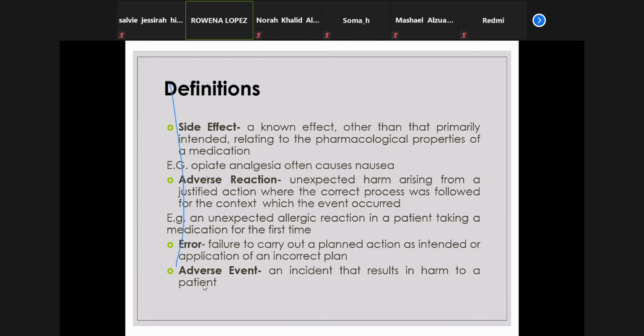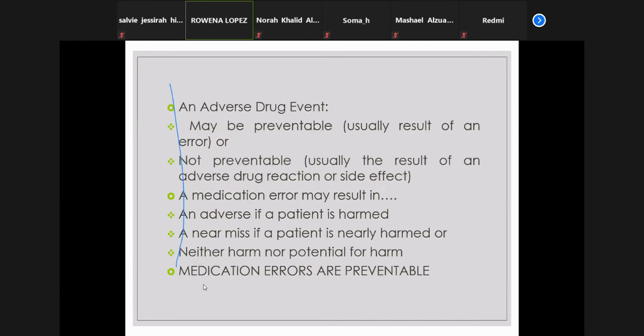So all of this, side effect, adverse reaction, error, adverse event, needs to have an OVR. And there is also an occurrence variance reporting that is from the pharmacy. Okay? So an adverse drug event may be preventable, usually a result of an error, or not preventable, usually the result of an adverse drug reaction or side effect. A medication error may result in an adverse event if a patient is harmed, or a near miss if a patient is nearly harmed, or neither harm nor potential to harm. Medication errors are preventable.